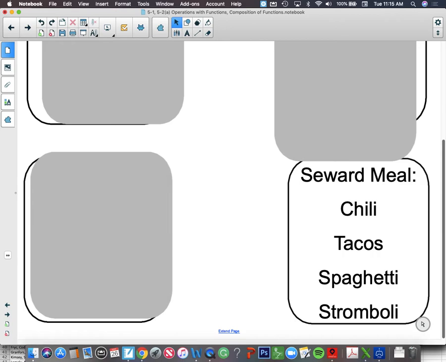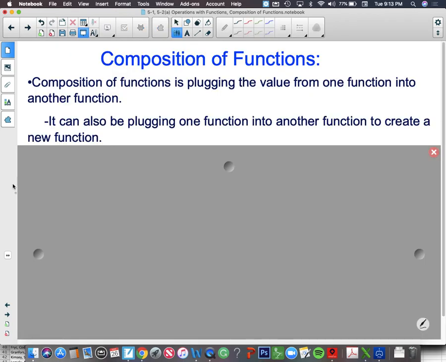That would be your brain break. So the next thing we're looking at here will be the last thing for the lesson. We're looking at composition of functions. Okay, so composition of functions.